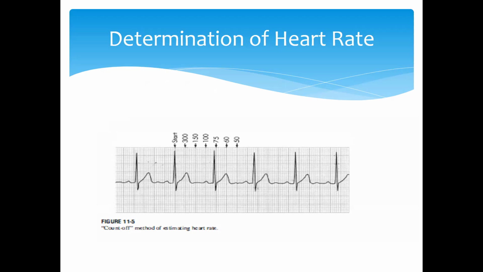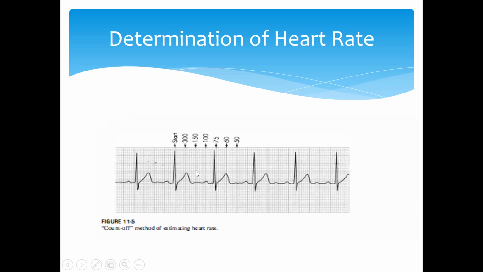Suppose someone asks you how the counting method works. The answer is that each large box on the ECG paper represents 0.2 second, and 5 large boxes make up 1 second. This is one large box. This is the second, third, fourth, fifth. There are almost 31 large boxes if we count them horizontally. So how can we estimate the heart rate from this 300 method on the ECG?